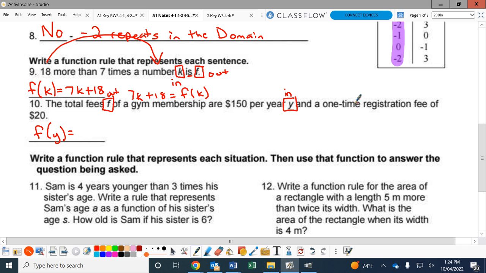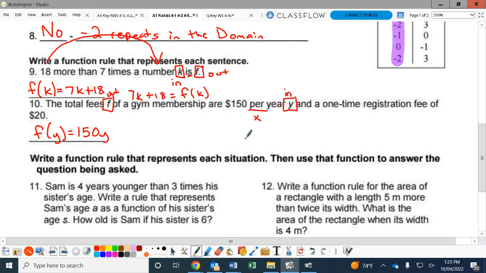And then we've got 150 per year y and a one-time registration fee of $20. Now the 150 per year y is going to be 150 what? Just 150y. Per 95% of the time is going to be multiplication every single time. Be careful, just understand that means multiply. Every once in a while, depending on how they use the English language, it can mean division. That's the 5%. That doesn't happen as often, but most of the time it means multiplication, guys.